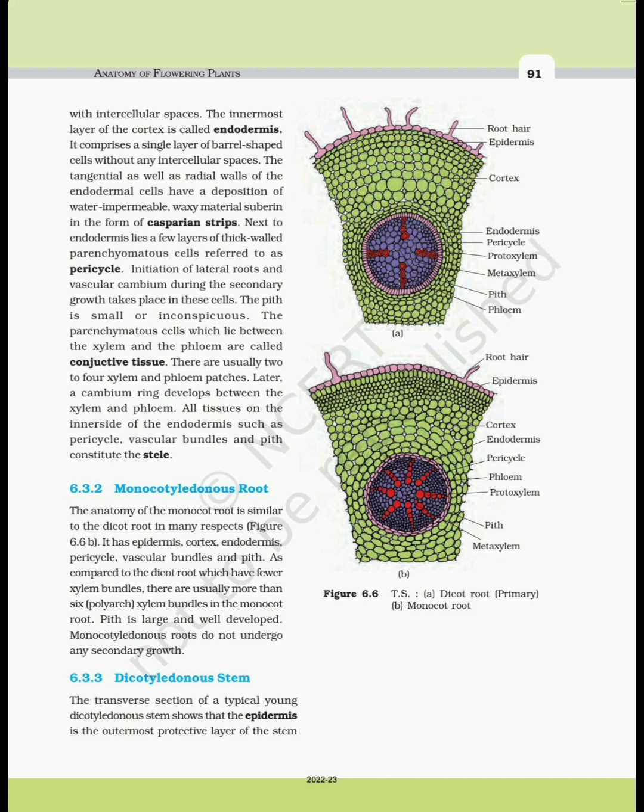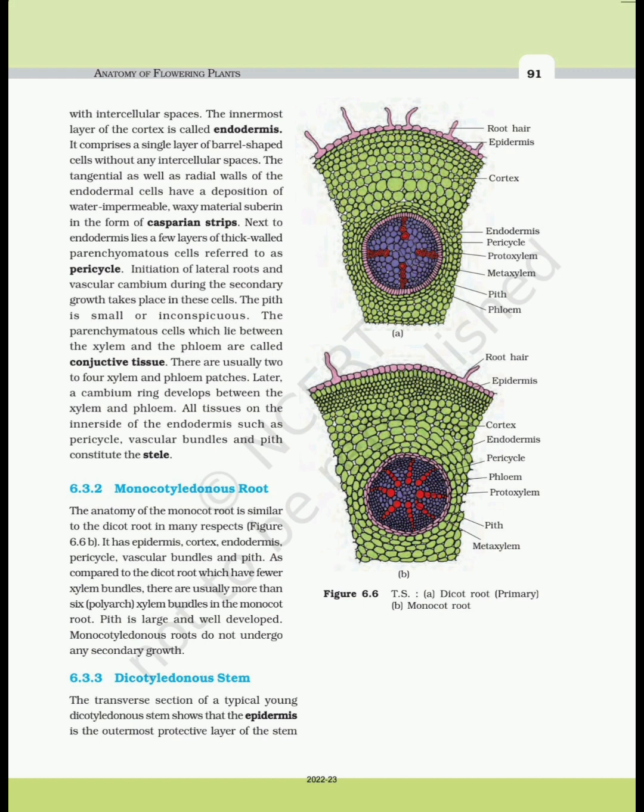6.3.2 Monocotyledonous root. The anatomy of the monocot root is similar to the dicot root in many respects. Figure 6.6b. It has epidermis, cortex, endodermis, pericycle, vascular bundles and pith. As compared to the dicot root, which has fewer xylem bundles, there are usually more than six polyarch xylem bundles in the monocot root. Pith is large and well developed. Monocotyledonous roots do not undergo any secondary growth.